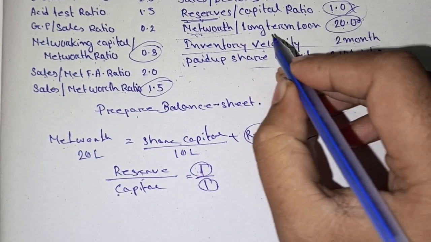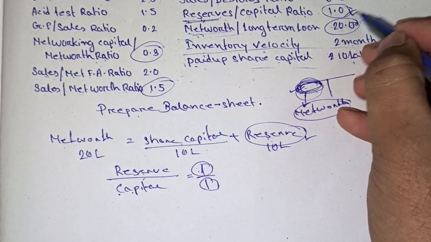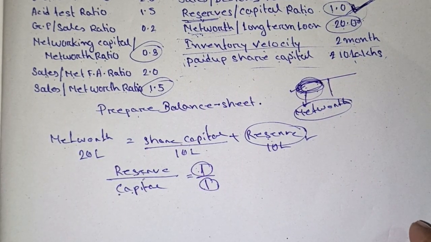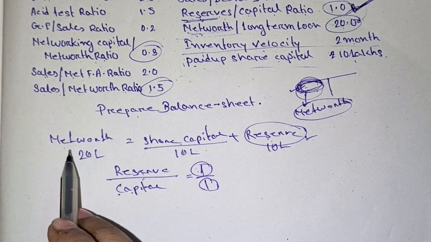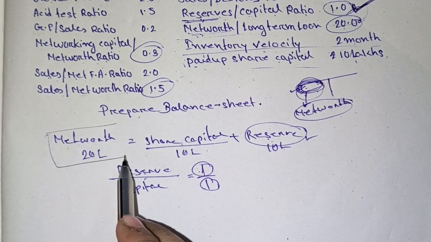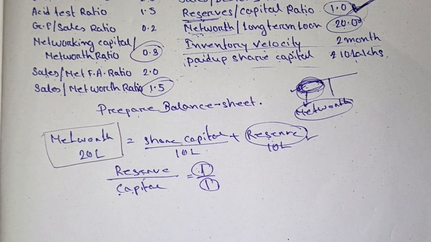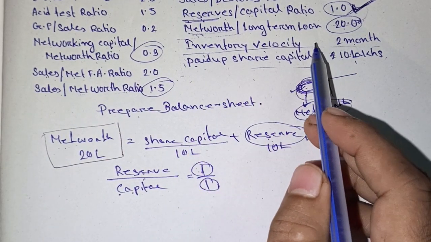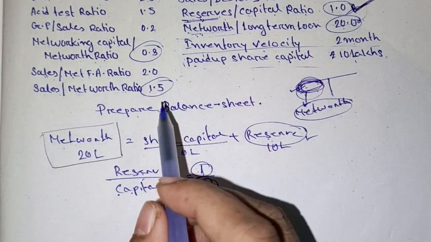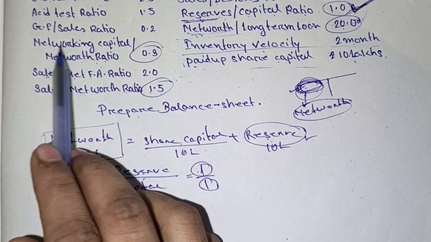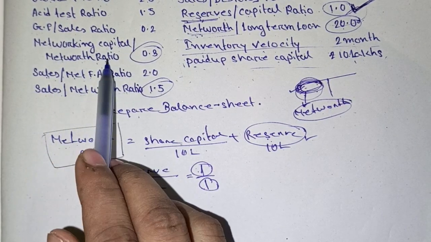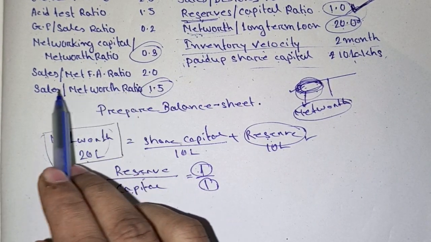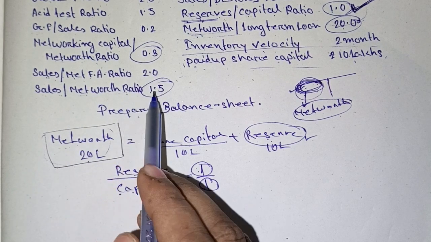This is our entry route. Okay, this is our entry route to enter this question. So we have found our net worth. Now we have three choices to enter the second route. Now the question has given three clues. Net working capital divided by net worth. I know the net worth value. How much? 20 lakh. Similarly, sales by net worth ratio 1.5.